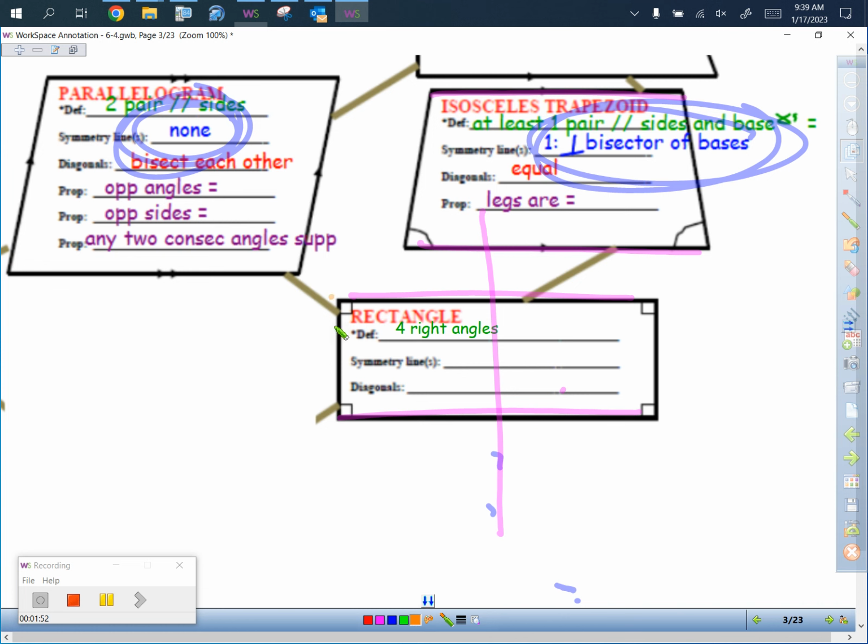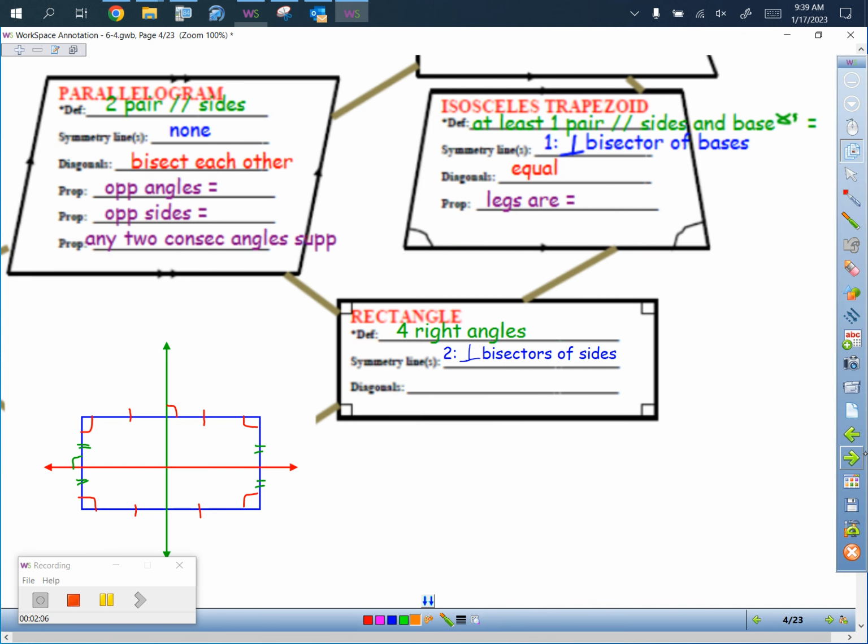Are these sides parallel to each other in a rectangle? So if I perpendicularly bisect those, wouldn't that also be a symmetry line in that case? How many symmetry lines does a rectangle have? 2. And here's where they're at: the perpendicular bisectors of the sides. There are 2 symmetry lines. Instead of saying the bases this time, we're going to call it the sides, just because it's all of it. So there's the symmetry line.